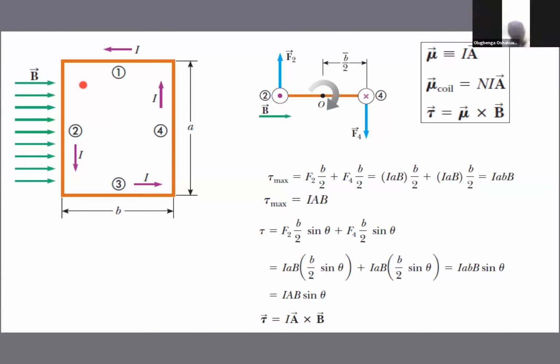Let me turn my screen this way. One minute, please.